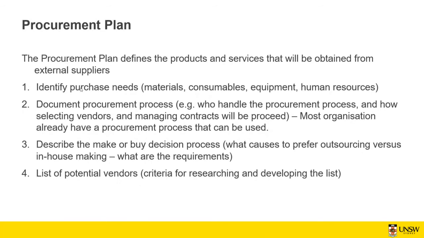First of all, you need to identify purchase needs. So what kind of materials, consumables, equipment, or even human resources you need to do a particular job. The second step is documenting the procurement process. For example, who handles the procurement process and how selecting vendors and managing contractors will proceed. Most organizations already have a procurement process that can be used.